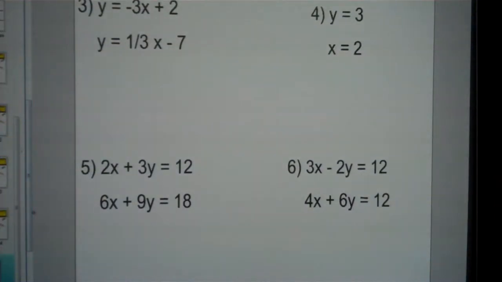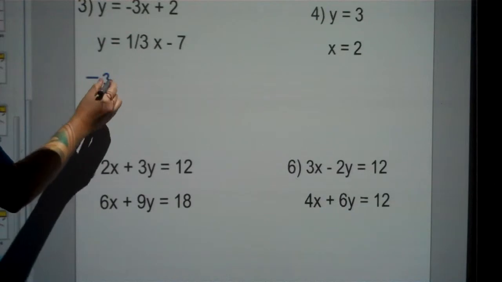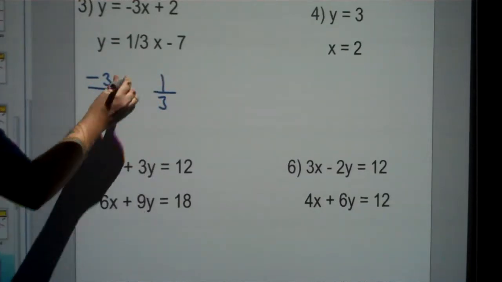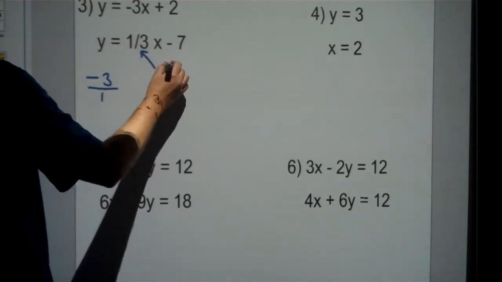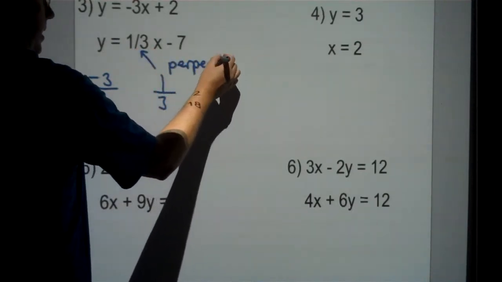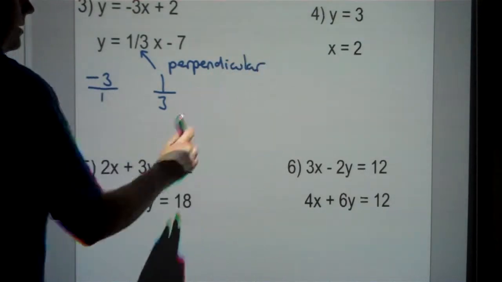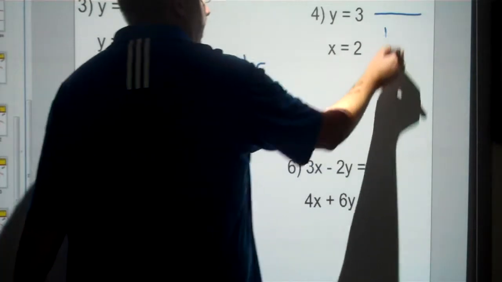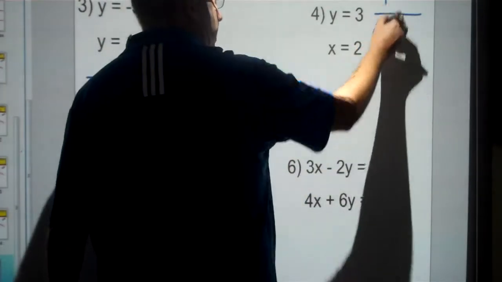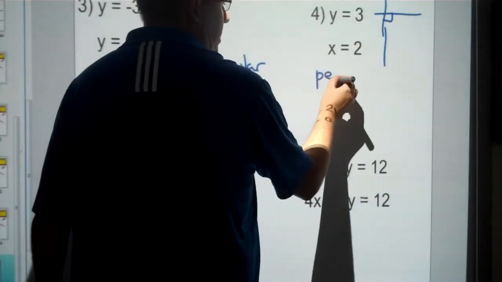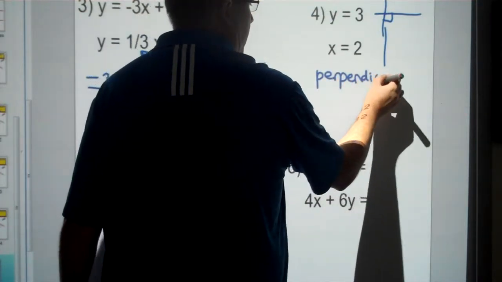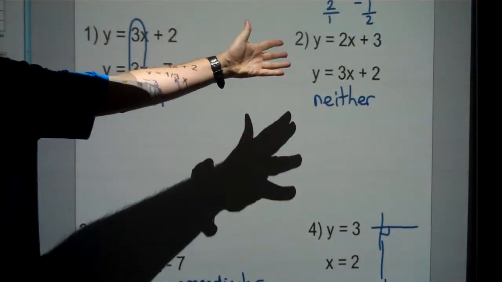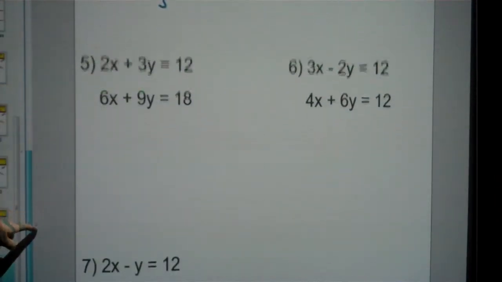If we scroll down a little bit, clearly these are not the same, but negative 3, which we can write as negative 3 over 1, flip it, change the sign, you can see that these two are the same now, which means this is perpendicular. y equals 3 is a special one, so we need to know that's a horizontal line. x equals 2 is a vertical line, and they are indeed at 90 degrees to each other. So this one would also be perpendicular.